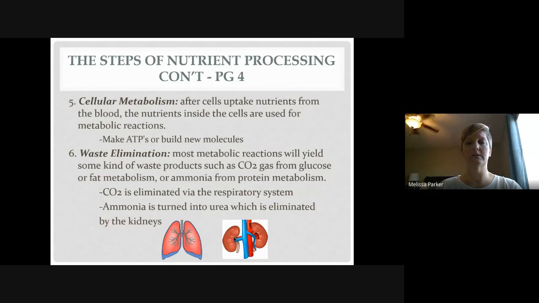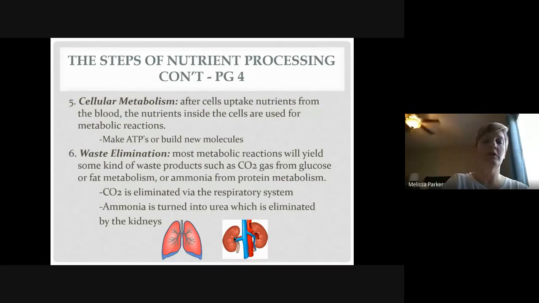When we're creating certain things and we're performing certain chemical reactions, there's a byproduct or a leftover substance that has to be cleaned out of the body. Like, we know that we're not supposed to have carbon dioxide in our body, right? We have to get rid of carbon dioxide. We know that we have waste in our body because we have to eliminate that waste either by voiding, so urinating, or defecating, right? Having a bowel movement. That's how we get rid of waste in our body. So this waste elimination, most metabolic reactions will yield some kind of a waste product, such as CO2 gas from glucose or fat metabolism, or ammonia from protein metabolism.